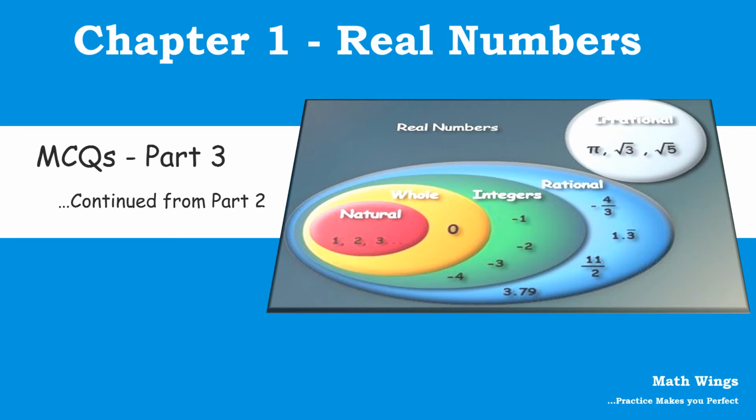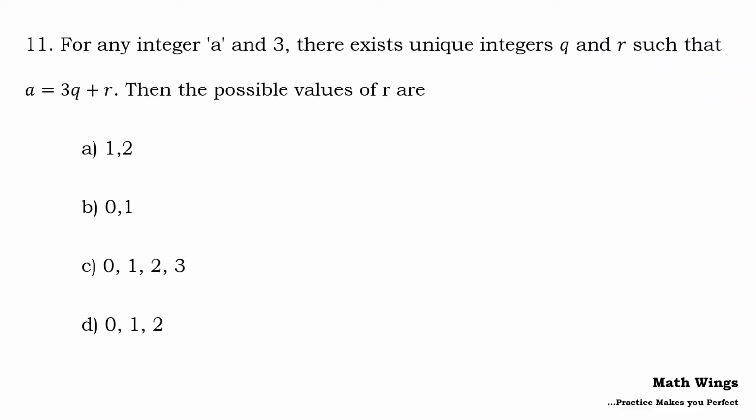Students, let us continue with the MCQs of real numbers. We have part 3 for today. Here is the first question. For any integer a and 3, there exist unique integers q and r such that a is equal to 3q plus r. Then the possible values of r are.